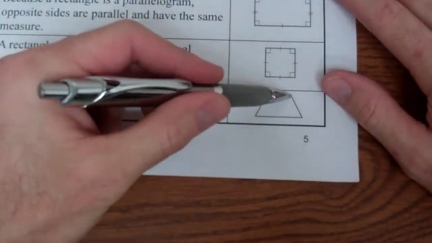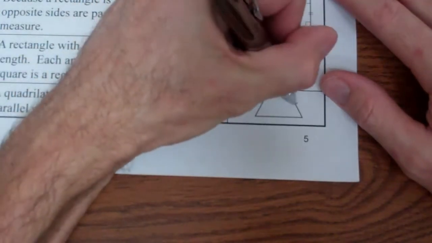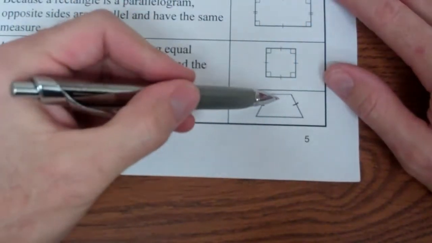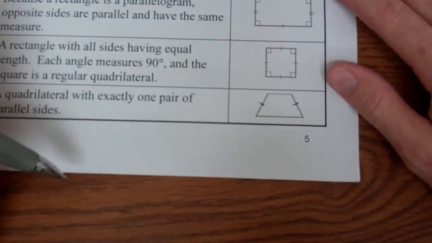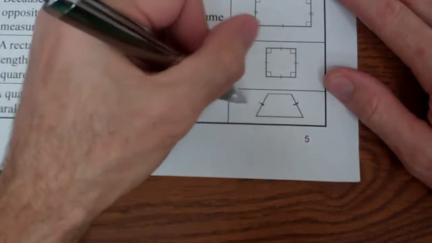And so this is an isosceles where these 2 guys are still the same length. But the opposite sides here are not parallel. And so that's a trapezoid, and that's the big difference. And that makes us happy.